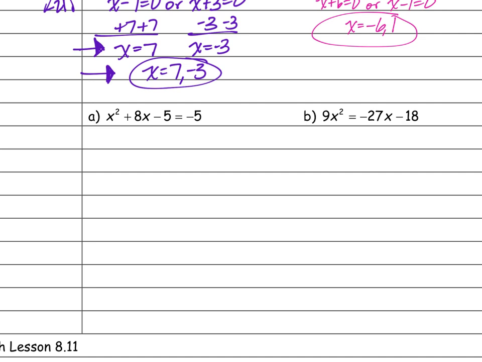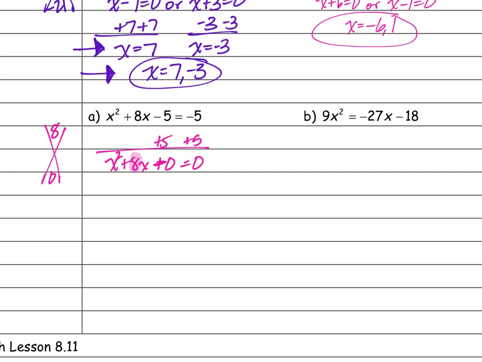That's pretty good, right? So I'm going to add 5 to both sides, and I get x squared plus 8x plus 0 equals 0. Okay, I need 2 numbers that multiply to be 0 and add to be 8. Remember, I'm just going to say this really quick. I didn't say this on the last time.